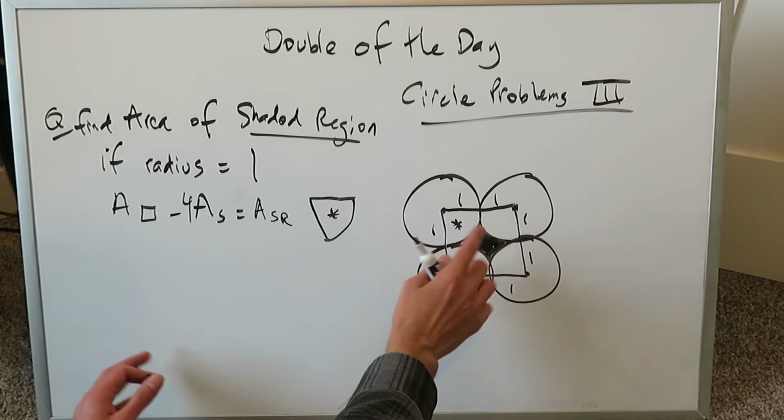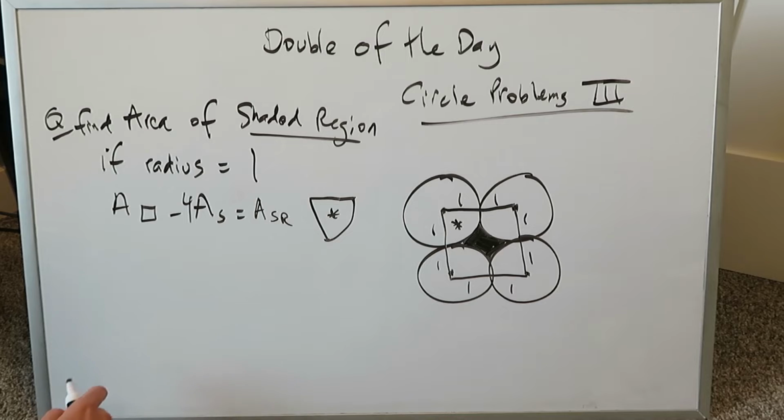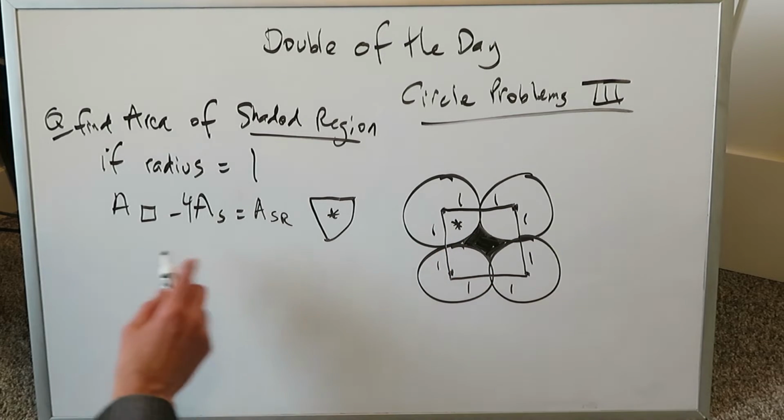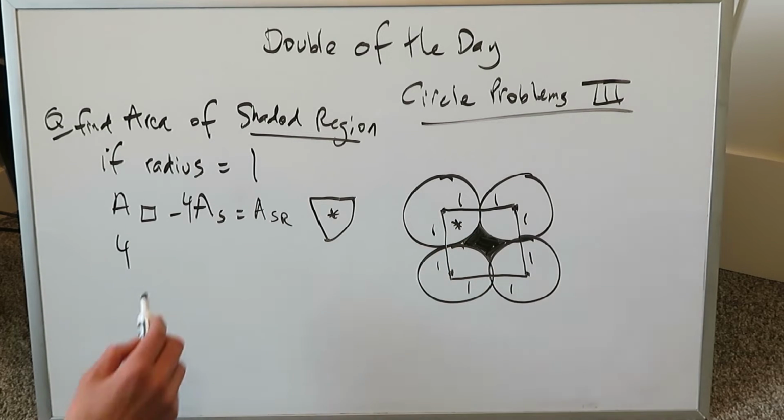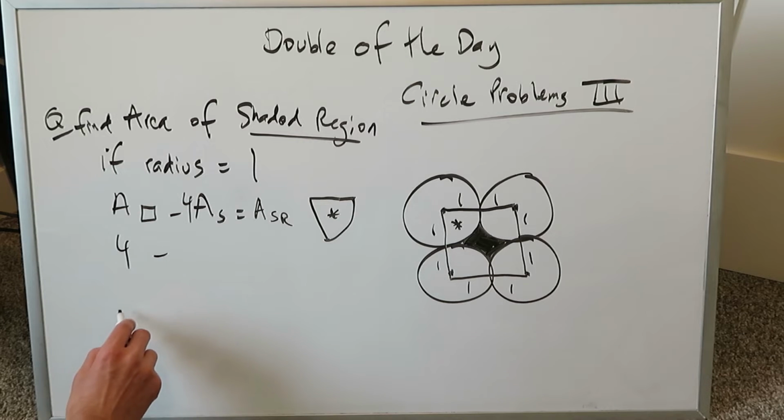The area of the square is easy. Each side has a length 2. You're going to do 2 times 2, you'll have a 4. Now we have to find the area of one sector. Each sector has an area which is equal to half r squared theta.